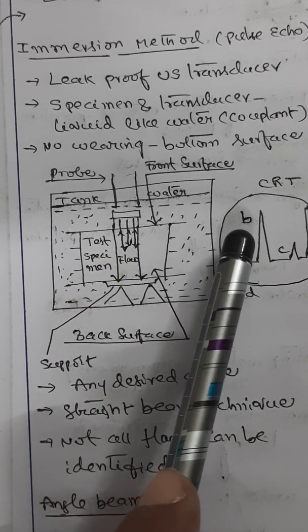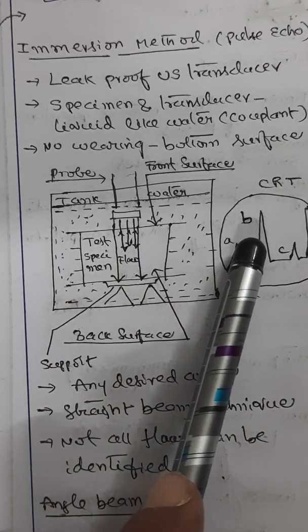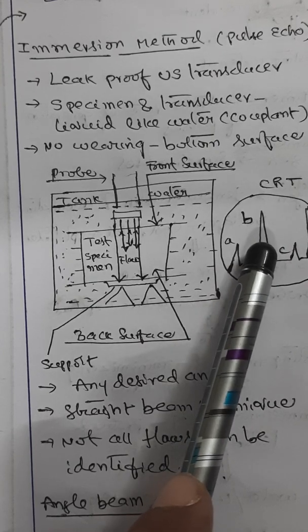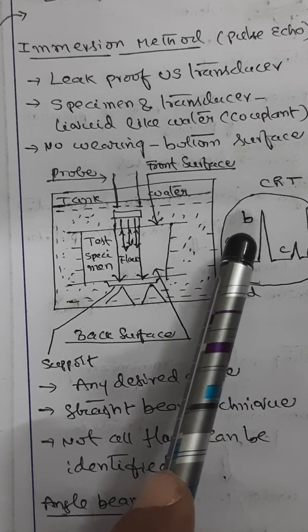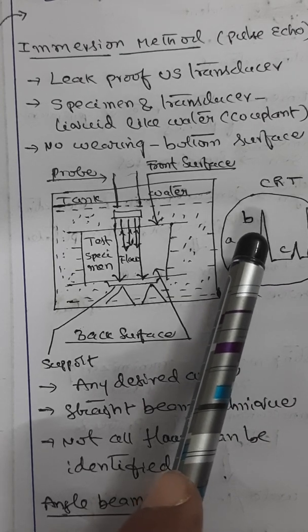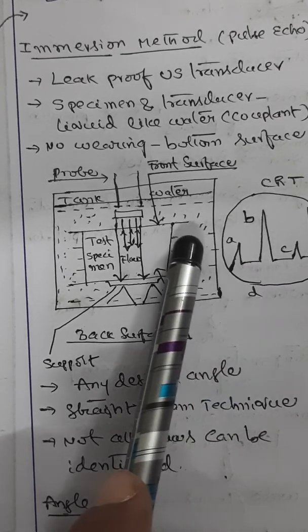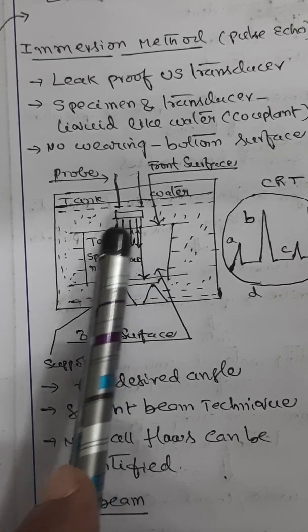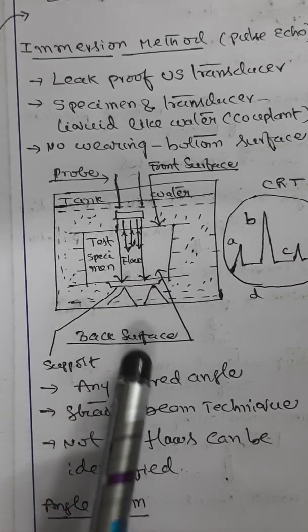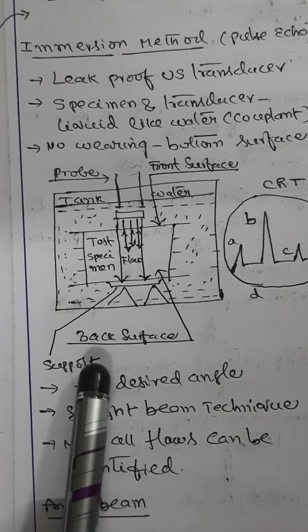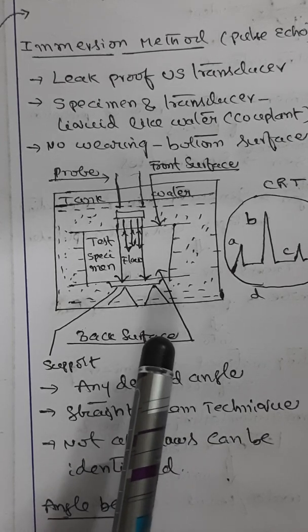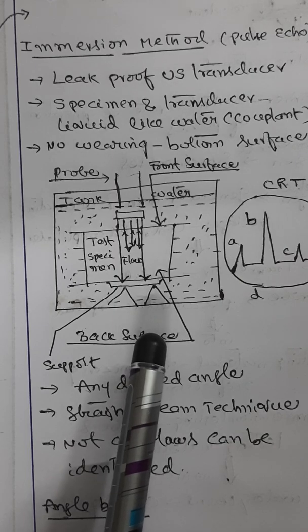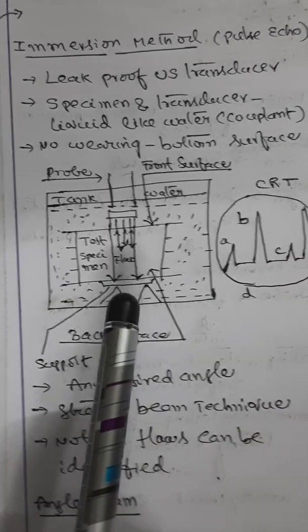From the display, we can get information about the presence of flaws. Further, the distance of the flaw from the top surface of the specimen and the attenuation of the ultrasonics by the specimen material can be measured. Some of the flaws cannot be identified by the straight beam technique. They can be identified by the next technique, which I am going to explain as the angle beam technique. We'll come to angle beam a little later.